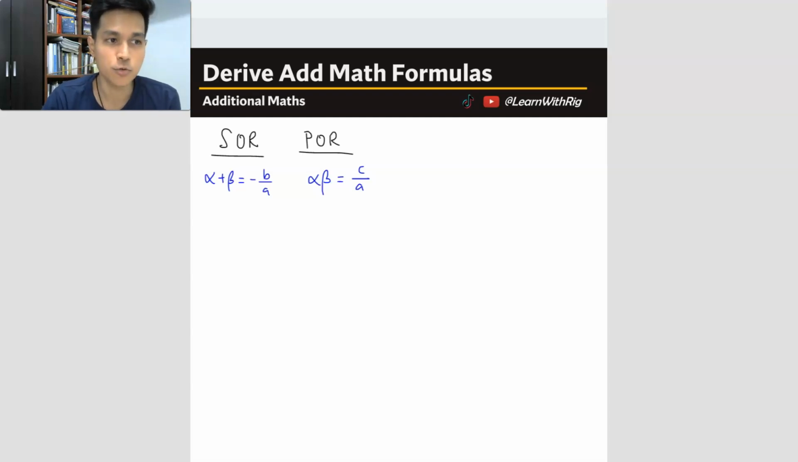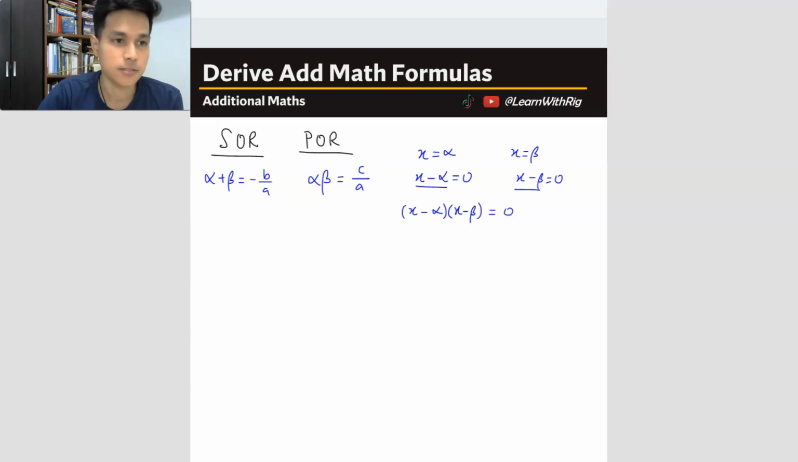Now the question is, how do you prove this? To prove this, you need two things. The first equation you need: if alpha is a root, we know that x equals alpha, correct? And if beta is also another root, we know x equals beta, correct? So we're going to make it equal to 0 first. So x minus alpha equals 0, x minus beta equals 0. Now these two we can combine to form a quadratic equation. So (x minus alpha)(x minus beta) equals 0.